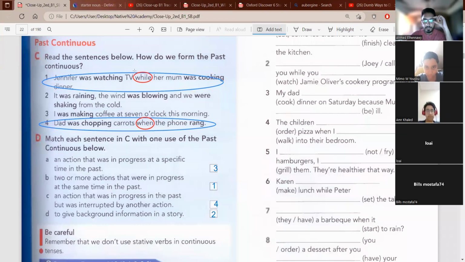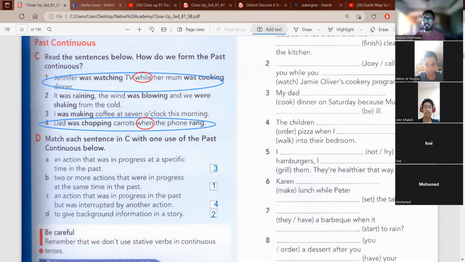In number 1, he used while because the two actions were happening together, meaning nothing interrupted the other action. Bravo, well done. So guys, here I want you to learn that we use while to say that the two actions were happening at the same time. But we use when to say that one of these actions stopped the other action suddenly.